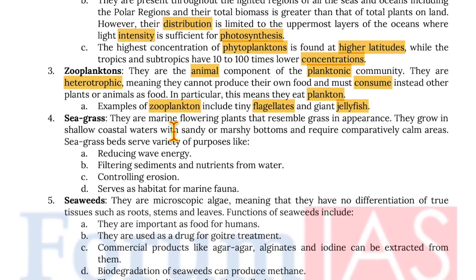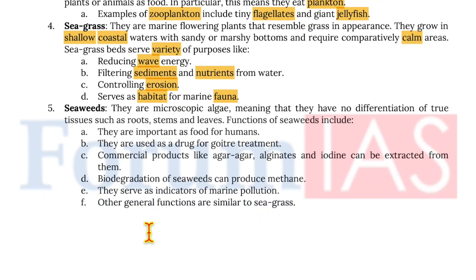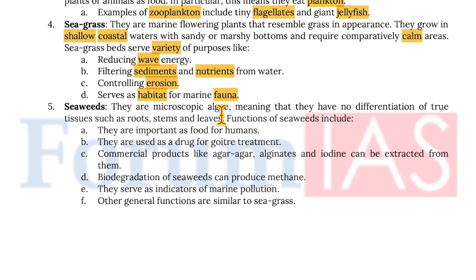Moving on to seagrass, these are marine flowering plants that resemble grass in appearance. They grow in shallow coastal waters with sandy or marshy bottoms, and require comparatively calm areas. Now, seagrass beds serve a variety of purposes like reducing wave energy, filtering sediments and nutrients from water, controlling erosion, and they serve as a habitat for marine fauna. Now, moving on to seaweed, they are macroscopic algae, meaning they have no differentiation of true tissues such as roots, stems, leaves.